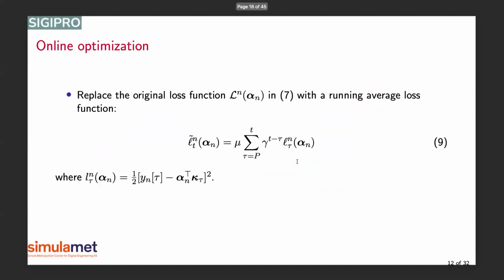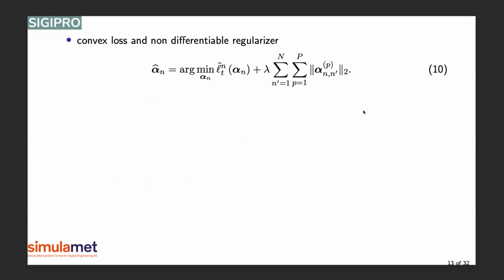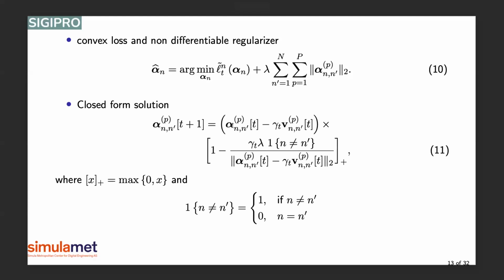In order to mitigate this problem, we use a running average loss, where the newest loss function gets the most weightage, and an optimization problem is formulated as equation 10, where we have a convex loss function and a non-differentiable regularizer. Even the loss function is strongly convex due to our formulation, which improves convergence and helps us in deriving the theoretical guarantees. Now we have a closed form solution for the optimization problem. Whenever a new data sample comes, we update the parameter with equation 11, and alpha_n'^p captures the relationship of sensor n' on sensor n.